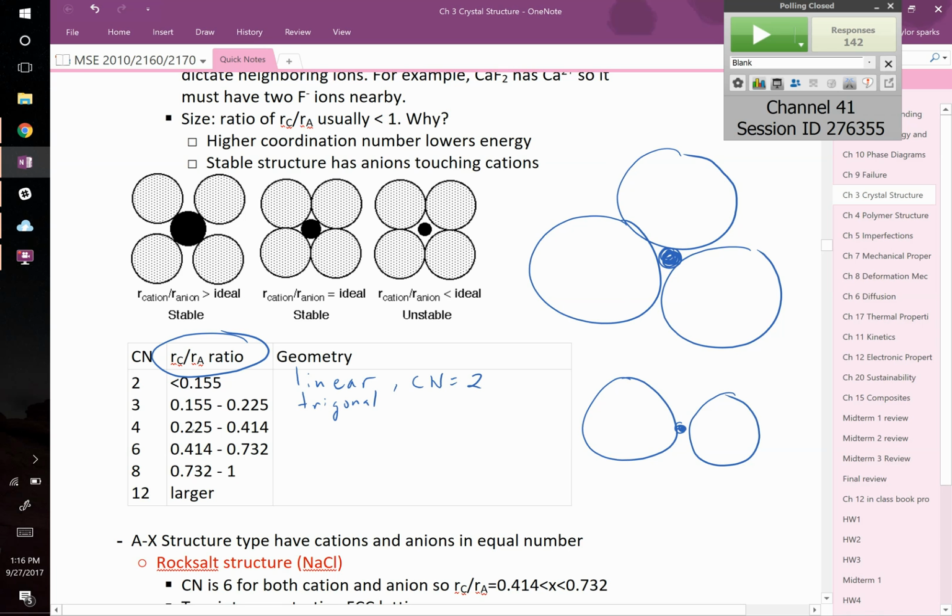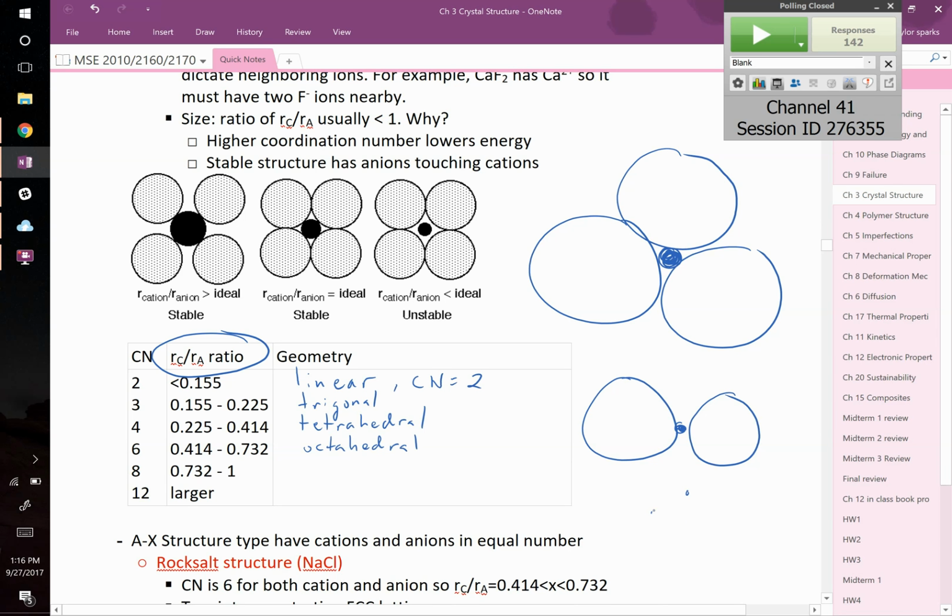If it's between 0.225 and 0.414, now you can have tetrahedral. Tetrahedral means it's surrounded by 4. This can be octahedral, which does not mean 8. It means 6 coordinated. The oct comes from how many sides that creates.